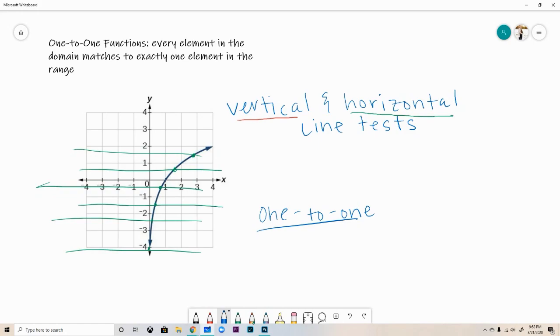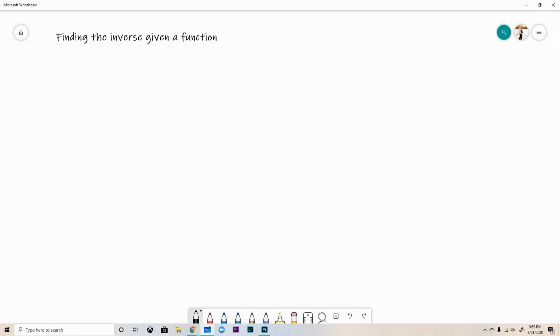For an example, if we were just talking about quadratics, a quadratic graph looks like this, so that would not be one-to-one, because if I do a horizontal line, it would not pass, since this one line hits the graph twice. So that's an example of a non-one-to-one function.